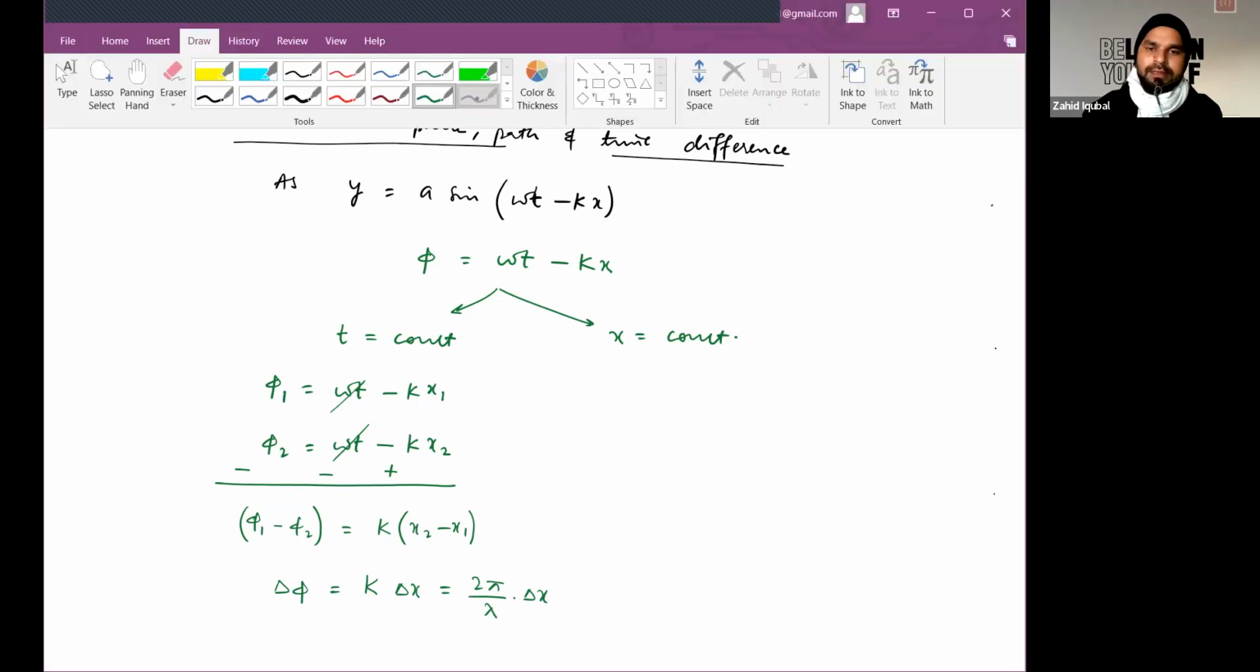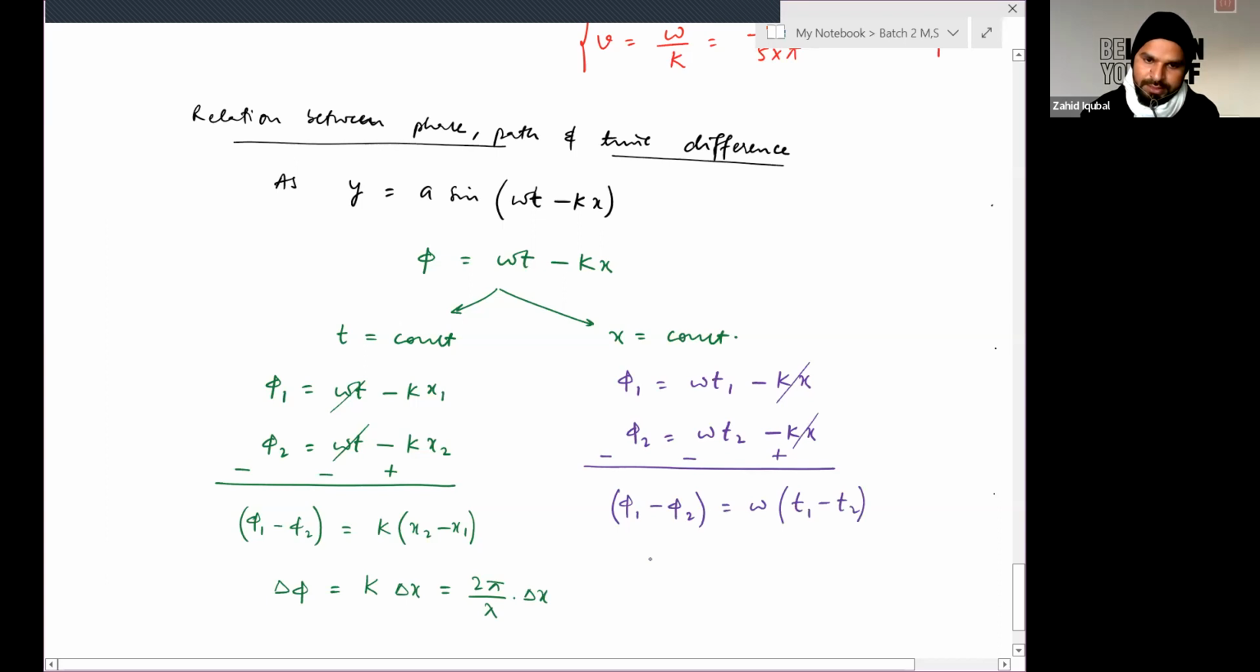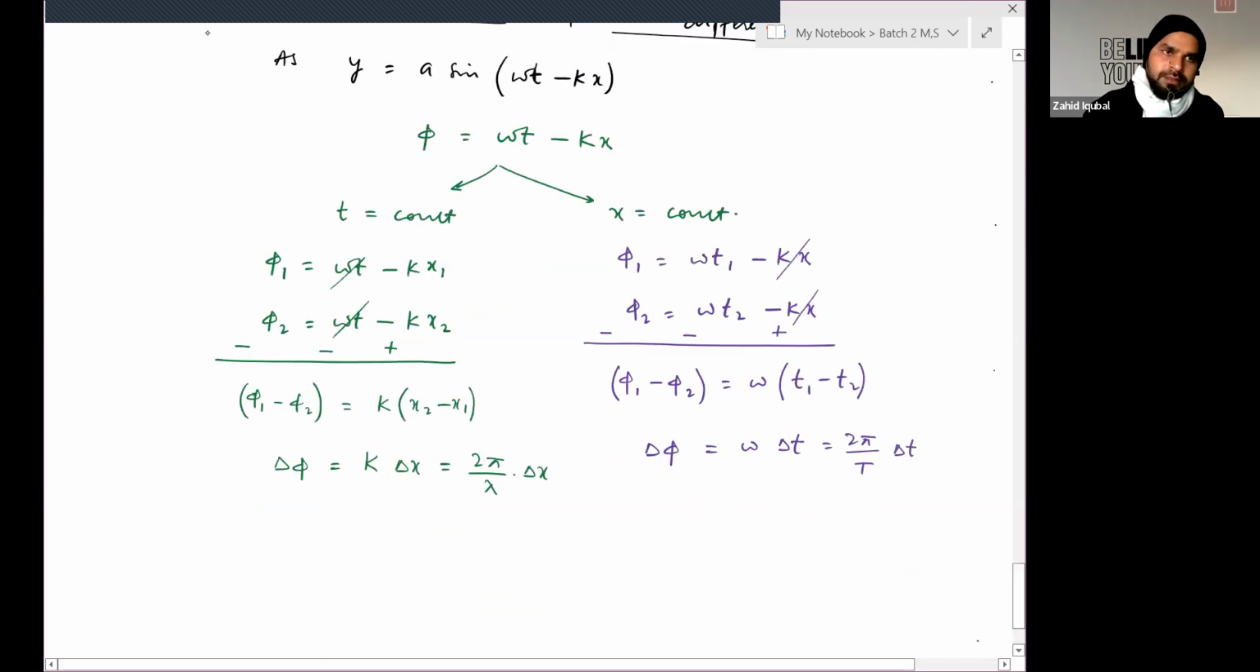Suppose x is constant. So phi 1 will be omega t1 minus kx at instant t1, and phi 2 equals omega t2 minus kx. If you subtract these two, the minus and plus terms will cancel out. So you will get phi 1 minus phi 2 equals omega, being common, times (t1 minus t2). So this is the phase difference, omega times time difference. We may write omega as 2 pi by T multiplied by delta t.